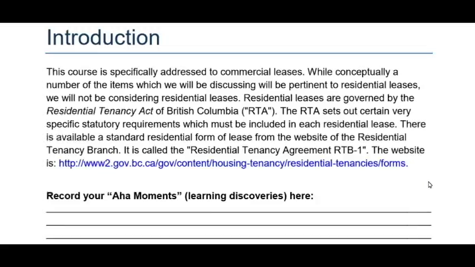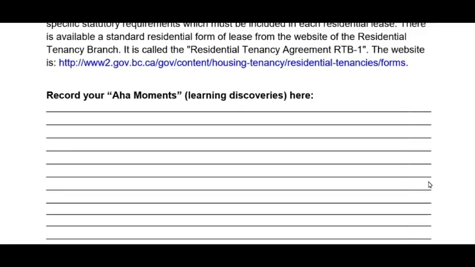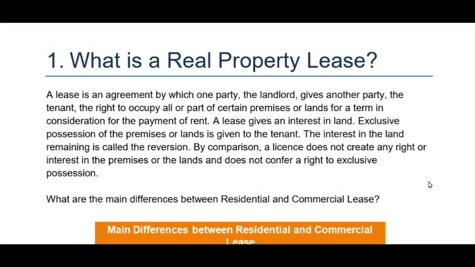Residential leases are governed by the Residential Tenancy Act of British Columbia, RTA. The RTA sets out certain very specific statutory requirements which must be included in each residential lease. There is available a standard residential form of lease from the website of the Residential Tenancy Branch. It is called the Residential Tenancy Agreement, RTB-1, at their website. All right, let's go.